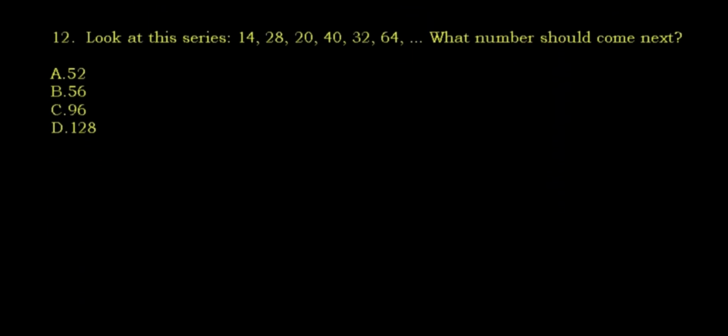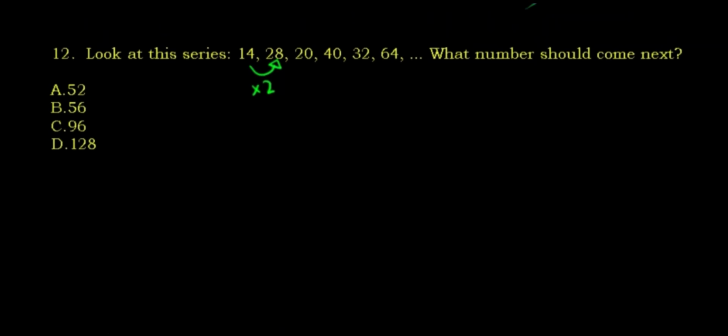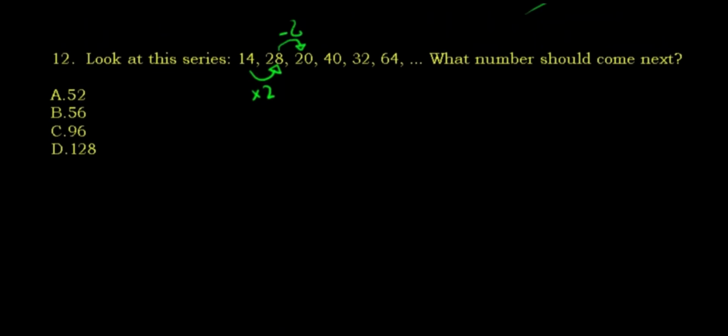Let's take a look at the next series: 14, 28, 20, 40, 52, 64. What's happening over here? 14 doubles to give me 28, I picked that, but then it didn't double from 28 to 20, no it didn't. What happened is, we subtracted an 8.